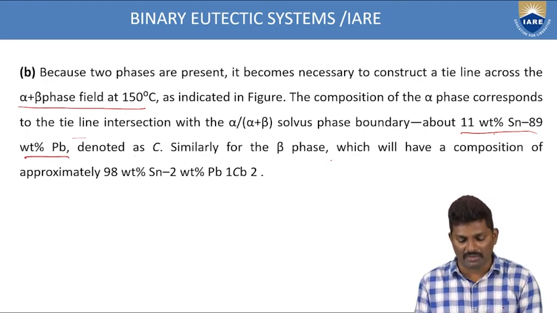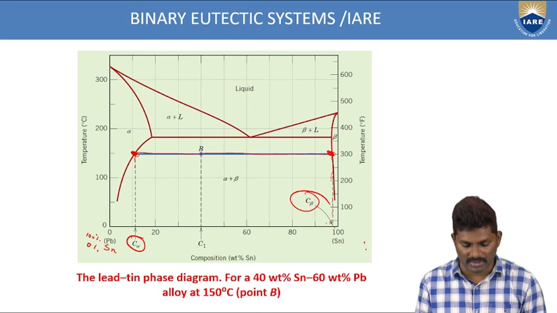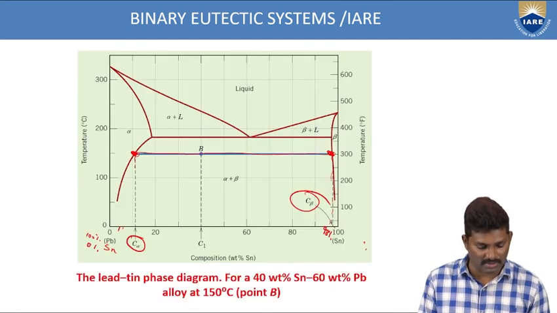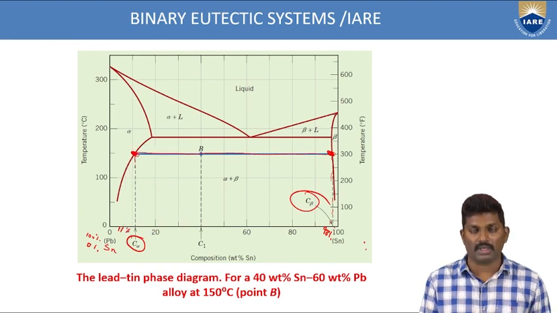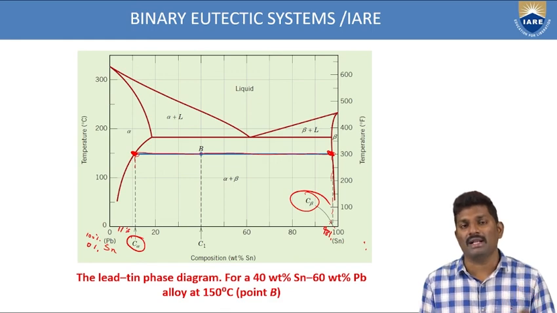And similarly at the beta phase, how much are we getting? 98% tin with 2% lead. So this is 98%, and the remaining is 2%. Like that, you have to identify the percentage compositions of lead as well as tin.